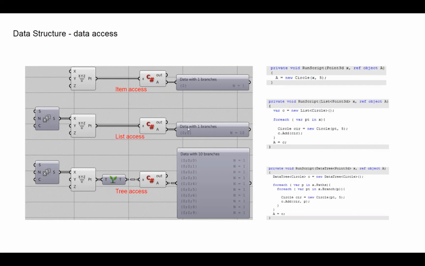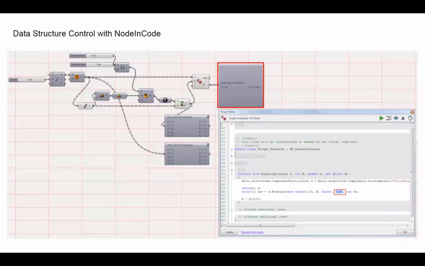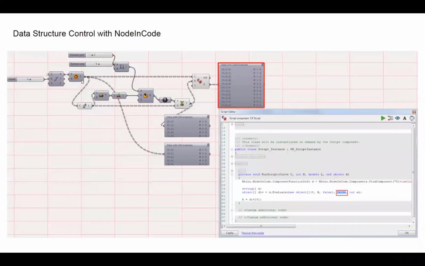So in the end, what do you get from here? You actually get 100 items instead of 10 items. Okay, so if we come back here, as the input data form, that is a branch: 200 branches with 5 circles in each branch.